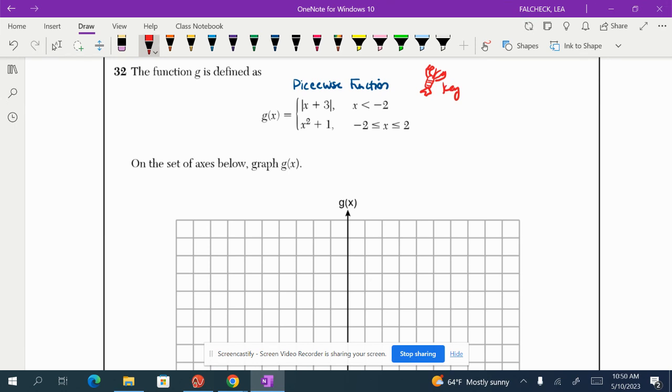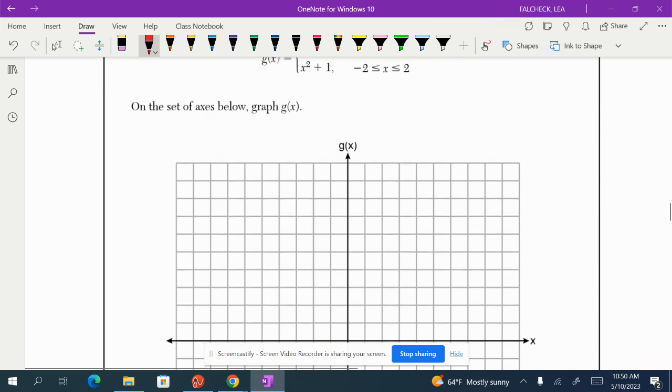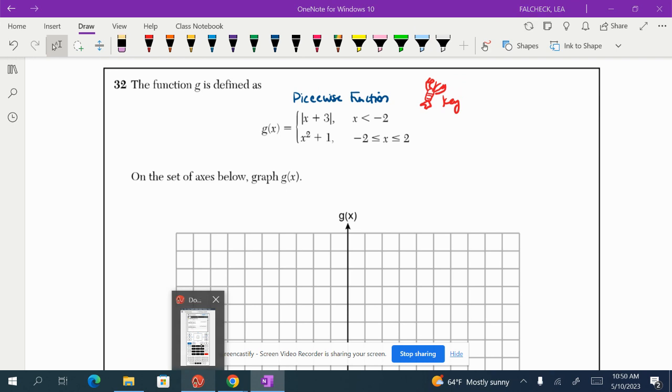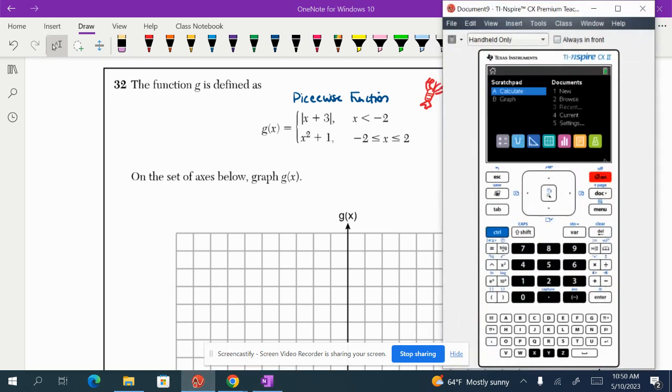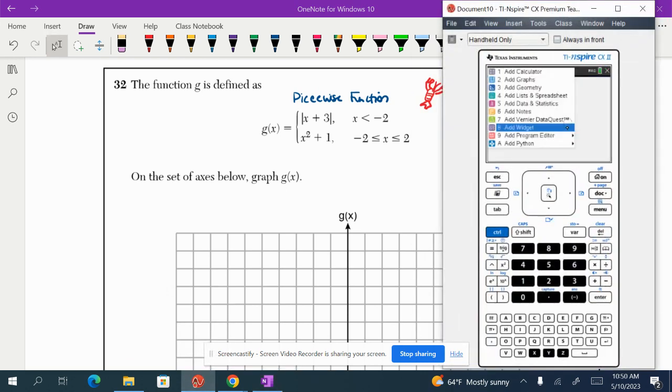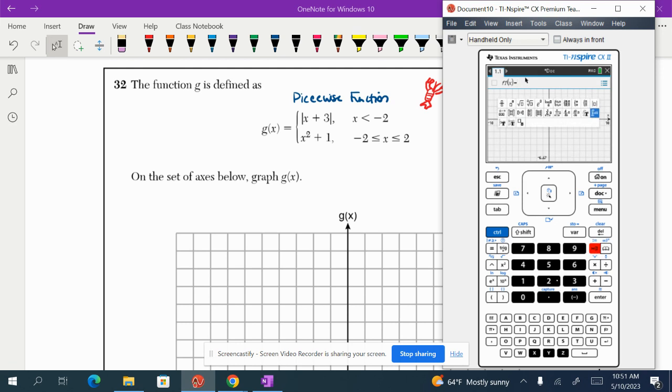So the first piece is going to be an absolute value function when x is less than -2. And then it's going to be a little parabola between -2 and 2. Okay, so let's graph it. We're going to go into our calculator. Let's clear it out. And I'm going to go to a graph. When I'm in the graph, I hit the lobster, and I'm going to go to the piecewise function. Since I have two functions that I'm looking at, I'm going to pick the one with two boxes.